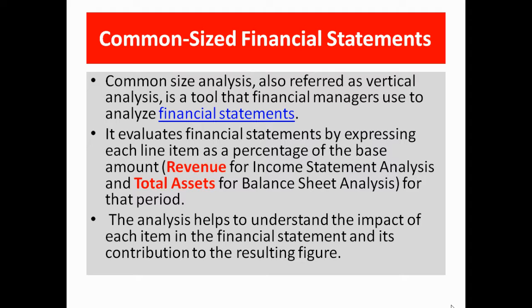Let's say we are looking at the statement of profit or loss and other comprehensive income. For each and every item, we divide that item by the revenue, for example gross profit over revenue, net profit over revenue, other income over revenue, or administrative expenses over revenue. For the balance sheet, you always divide each line item by total assets. So we'll say cash and cash equivalents divided by total assets, trade receivables divided by total assets, trade payables divided by total assets, and so on for each and every item.